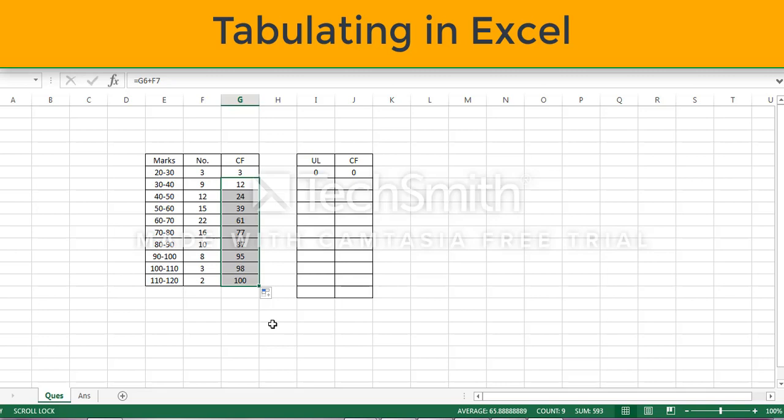Alright, now in order to plot these values on a graph, we're basically going to be working with the upper limit of the data interval and the corresponding value of the cumulative frequency. So as you can see over here, I'm starting with 0, 0 because I need to have a certain starting point. After this, I'm going to enter 30, which is the upper limit of the first data interval, and the corresponding cumulative frequency is 3. Similarly here, the upper limit is 40 and the corresponding cumulative frequency value is 12.